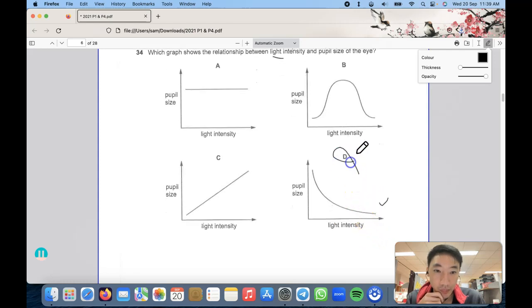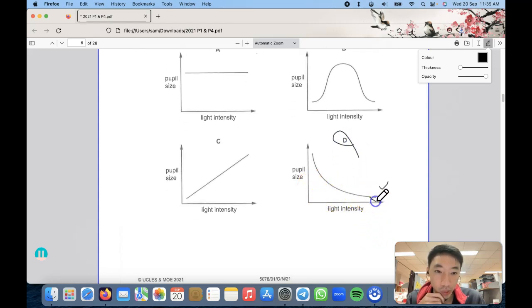Of course, why does it not completely drop to the ground? Because there's a limit. Your pupil cannot completely become zero. If it becomes zero, then you are blind.